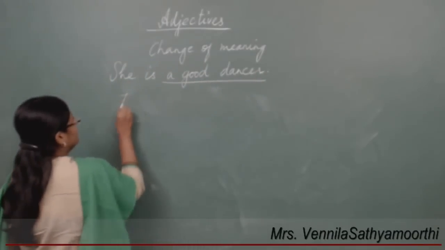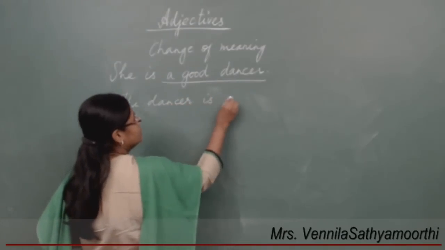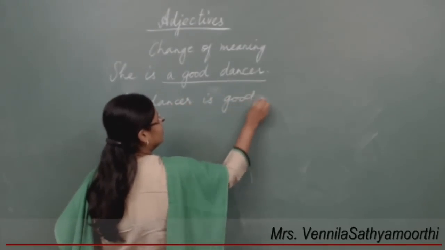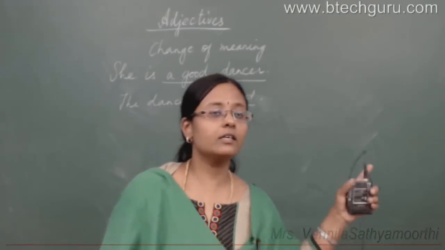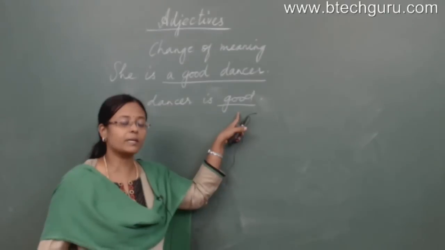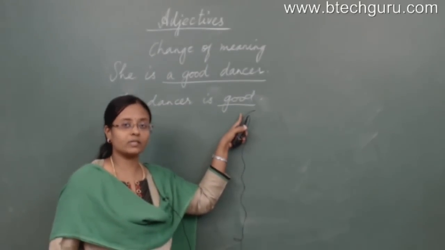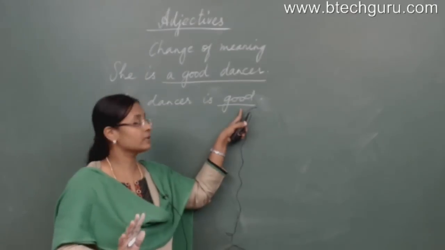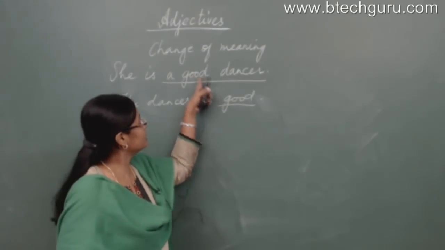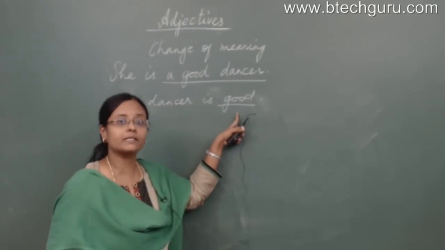But if you say the dancer is good, do you see the change of meaning? Here this word does not speak anything about her dancing skill. Here it is to do with her character, the nature of a person. She's good, right? So this is how the meaning gets changed when used attributively and when used predicatively.